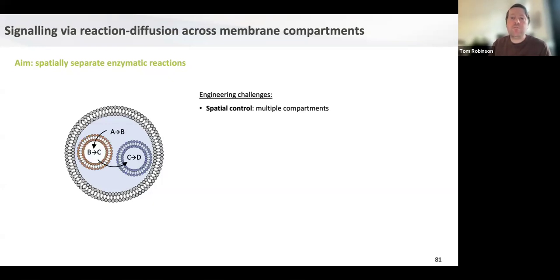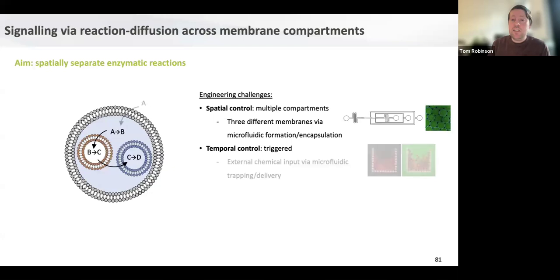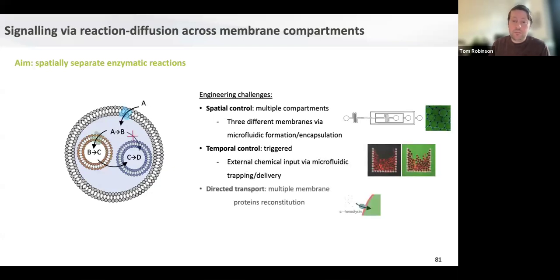This is why we want to have multiple compartments, and we're going to use microfluidics to form this. We also want to have temporal control as well. So we want to be able to trigger our reaction whenever we want. We don't just want to encapsulate them and then everything starts to work, and then we have to struggle to find them and image them. We want to add the input and then look at it. So this is why we have external chemical input delivered by microfluidics.